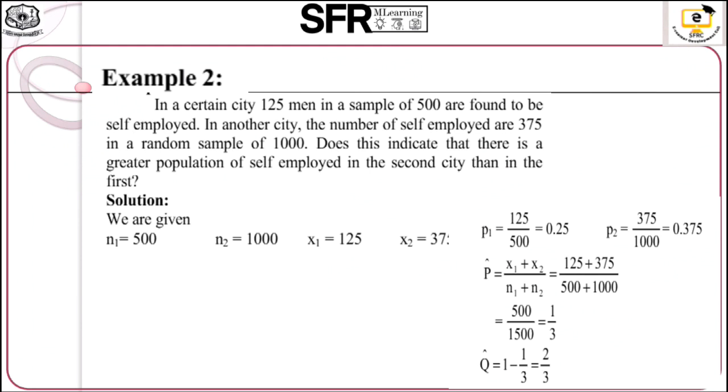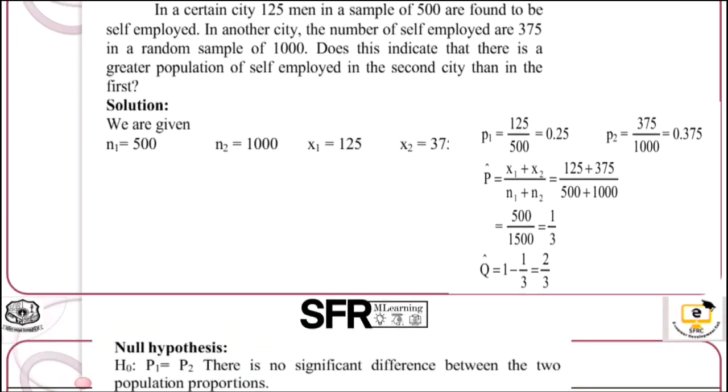For example, in a certain city, 125 men in a sample of 500. Here two sample sizes are given. The first city gives the first proportion, the second city gives the second proportion. The first sample size is 500, the second one is 1000. Here we consider the self-employed persons. In the first city x1 equals 125, in the second city 37. They asked, does this indicate there is a greater proportion of self-employed in the second city than the first? That means the self-employed persons in the second city are greater than in the first city. We compute this using this test of significance.